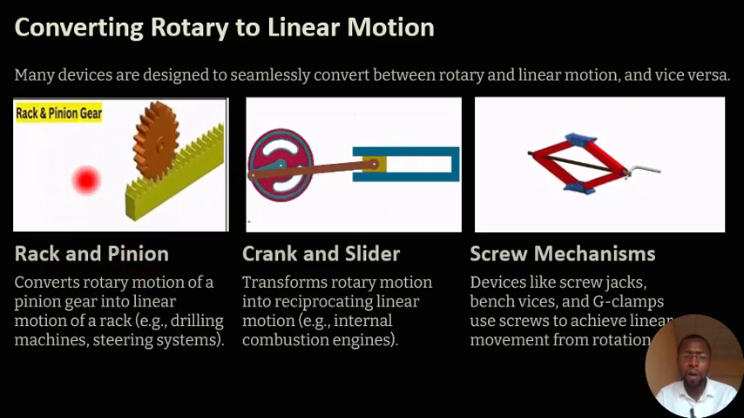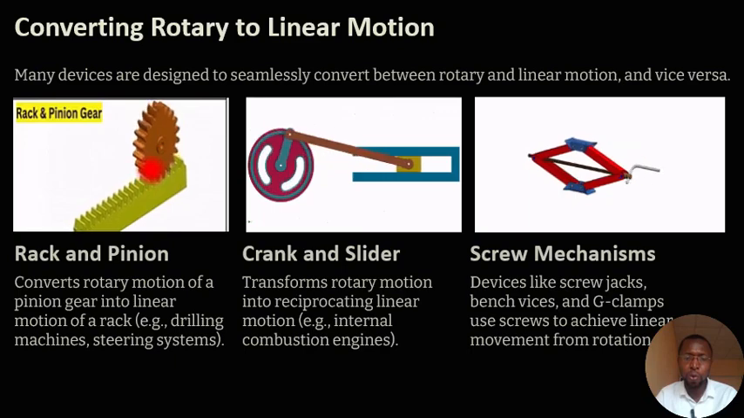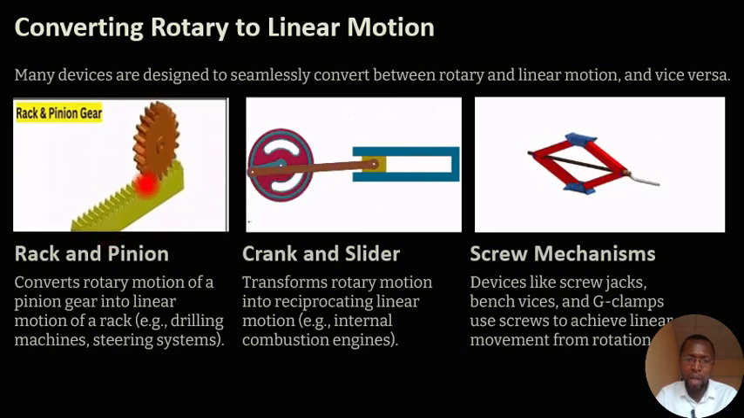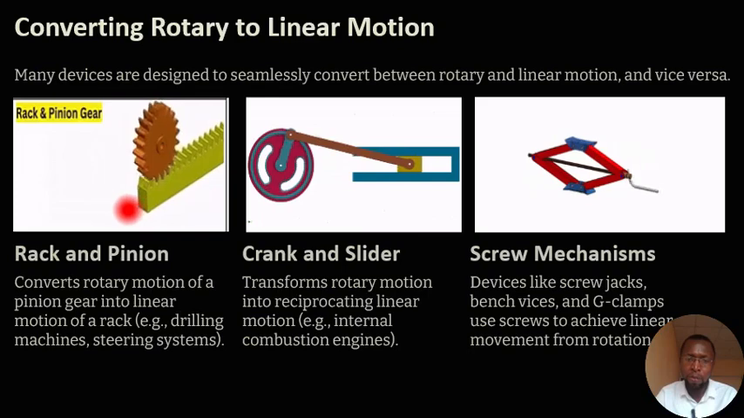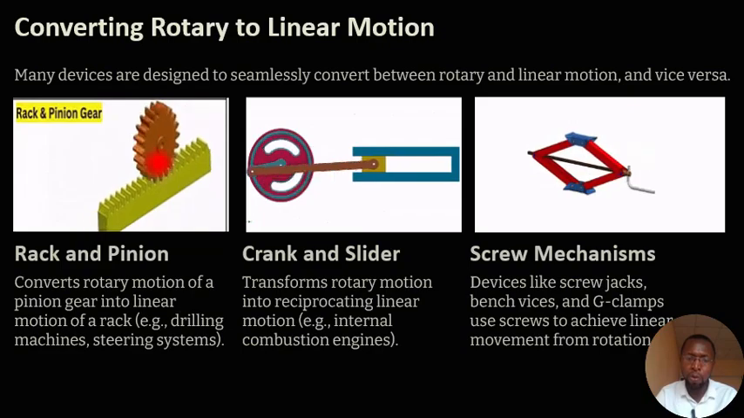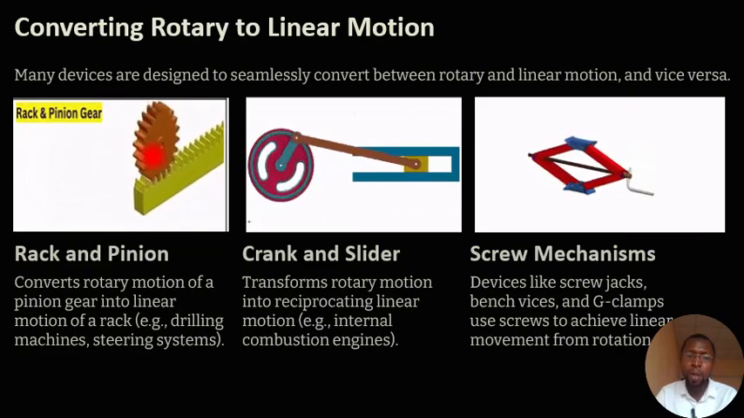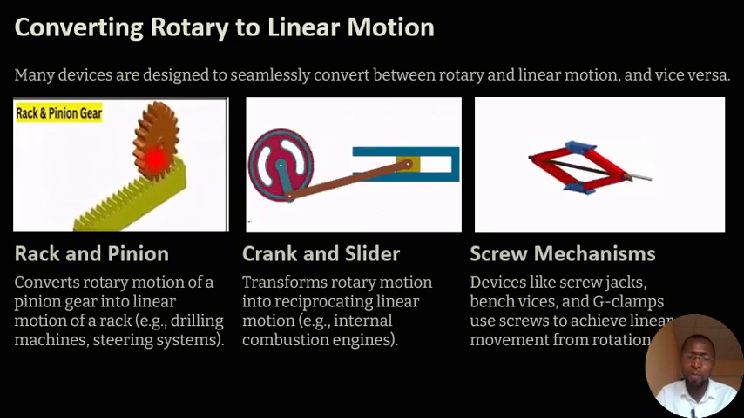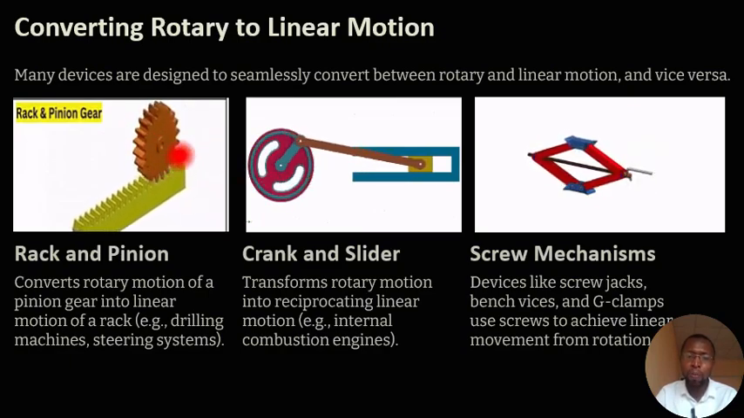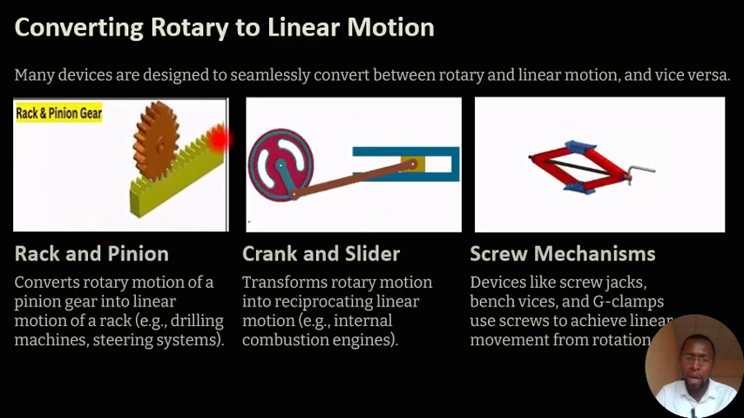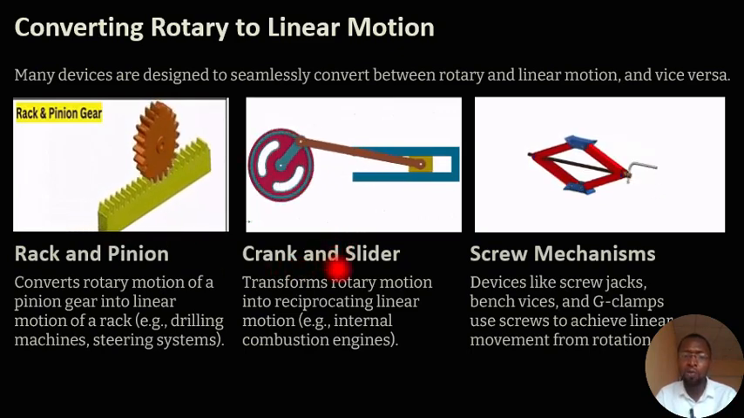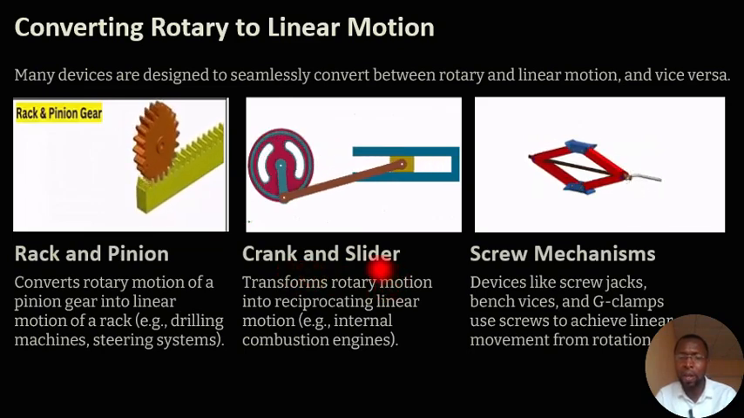For the rack and pinion gear, it has two objects. It has the circular gear, and it has the rack with its teeth. So the rack is moving in linear motion while the gear is moving in circular motion. So this is how the rack and pinion gear converts rotary motion to linear motion. As the gear is moving in a rotary manner, it is moving the rack on a straight line, which is the linear motion.